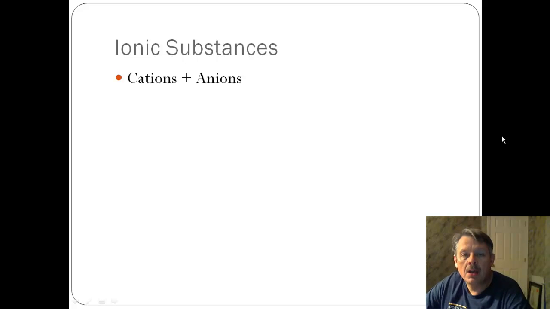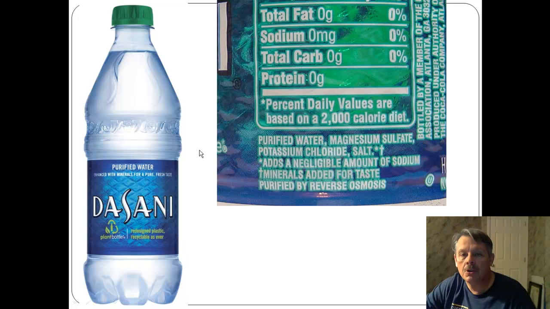We have to remember for ionic substances we have cations and anions. Cations are positively charged, and anions are negatively charged. And remember, they attract each other because they have opposite charges.